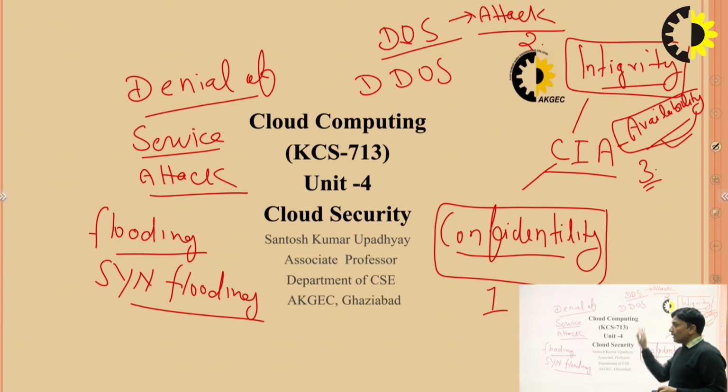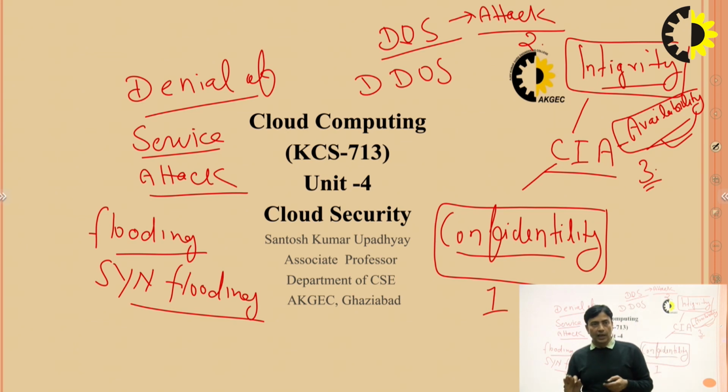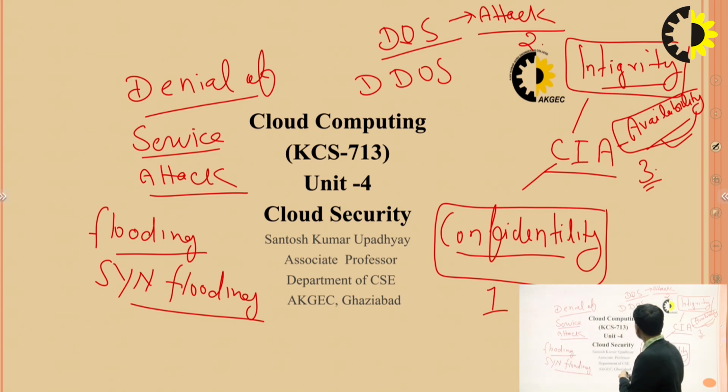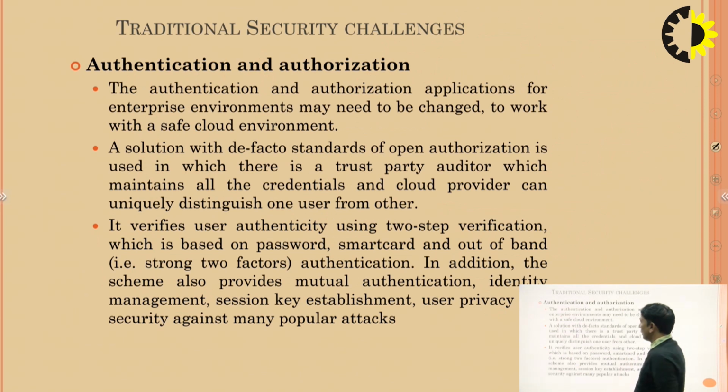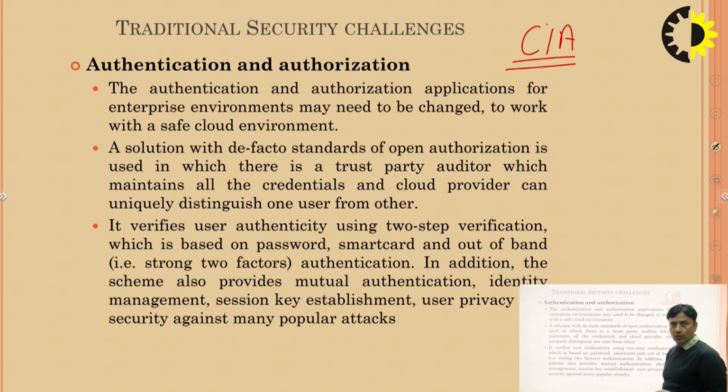So these are the three basic paradigms that are used in any security, and in cloud security also. That is the CIA. That is very important. Confidentiality, integrity and availability. CIA. So when we talk about cloud security, this is the CIA, the basic paradigm for security that you have to ensure.